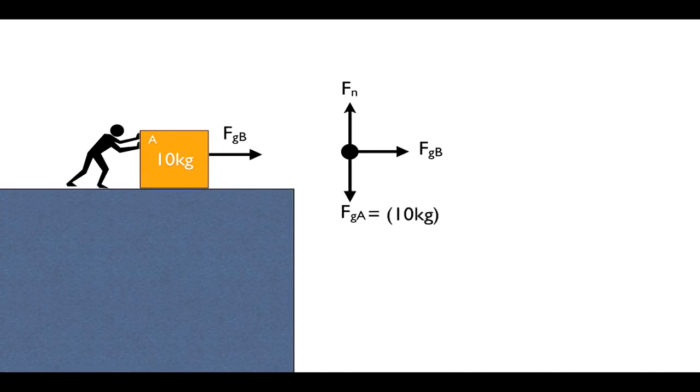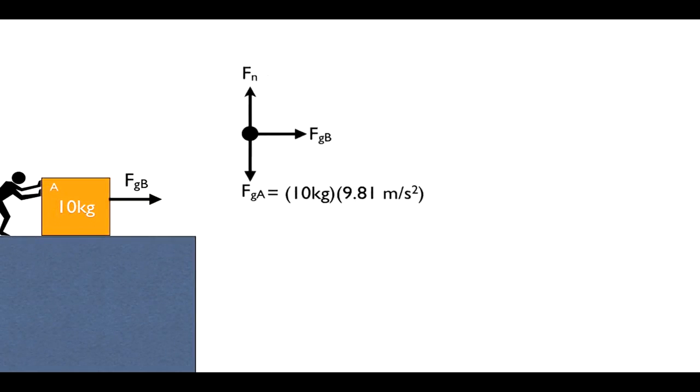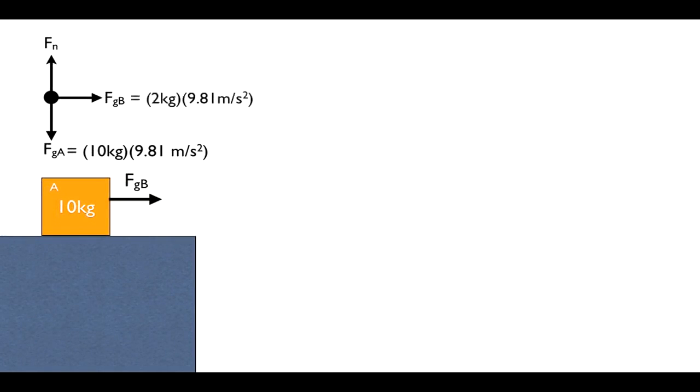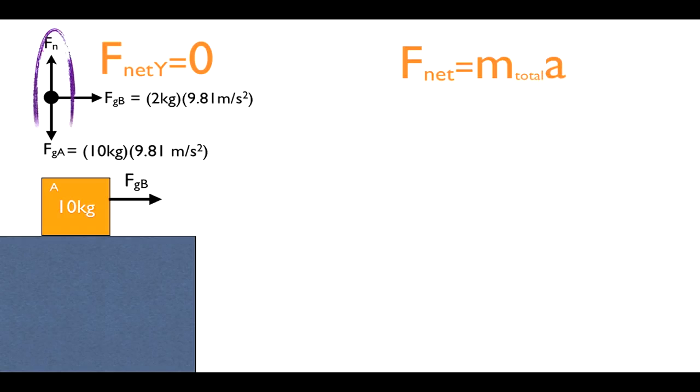You might find it beneficial to include the values for your variables in the free body diagram. It's optional, but I'm going to do it here. The next step is to apply Newton's second law. The net force is equal to the total mass of the system times its acceleration. Since block A is not moving in the y direction, the net force there is going to be 0, and the normal force and the weight of A will be balanced.